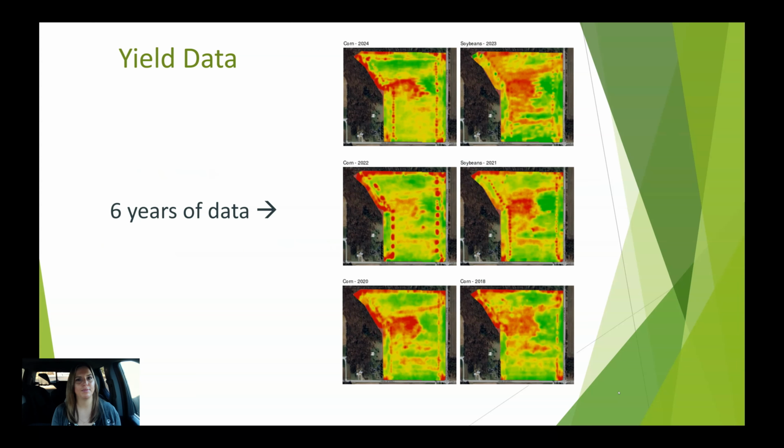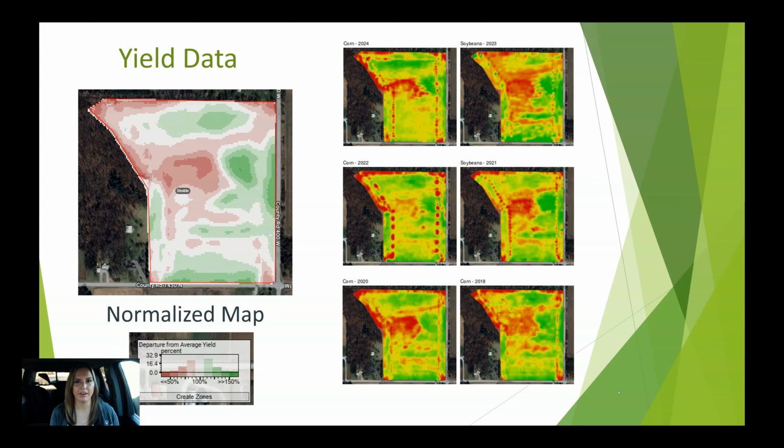So for example, the first one is yield data. In this field, I've taken 6 yield maps that look similar to each other across different years. I would not use years that have multiple combines in the field because they can make yield maps that don't look accurate. We wouldn't use partial data, and we wouldn't use years of yield data that are anomalies, like a really wet year. So you can see for the most part, these 6 years are similar.